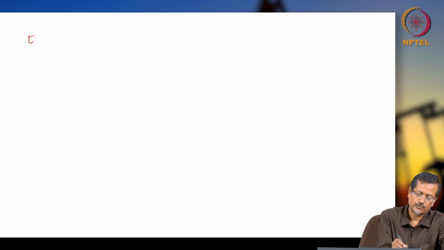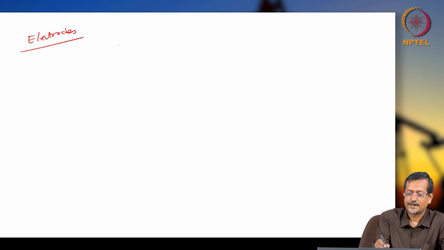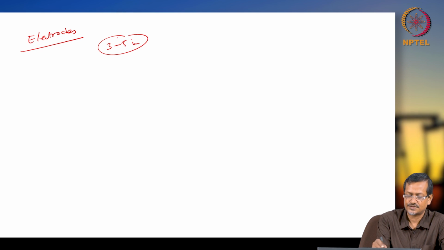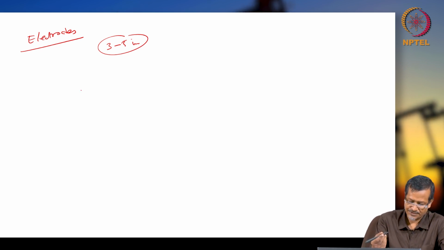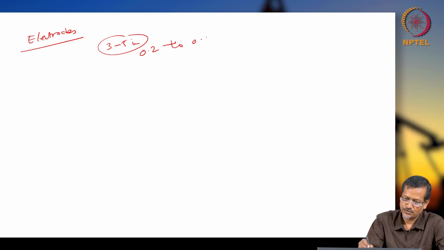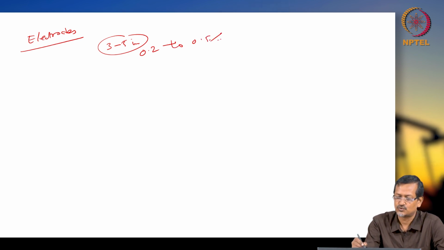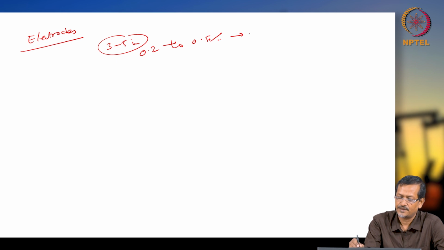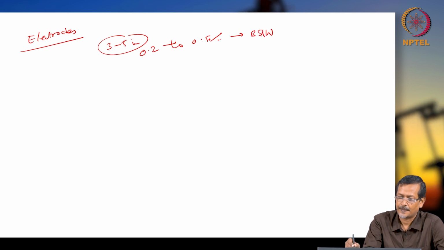Now, we will discuss electrodes. Okay, electrode spacing will normally be 3 to 5 inch. This is one thumb rule. Electrostatic can reduce water by 0.2 to 0.5%. Okay, so a low reduction is possible in BSW, BS and W.